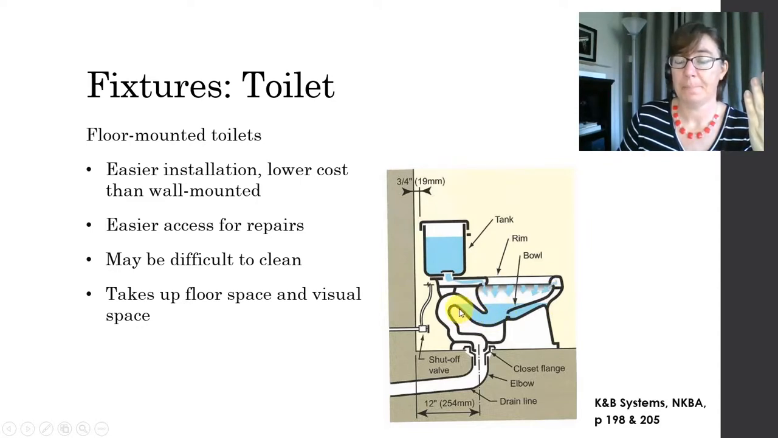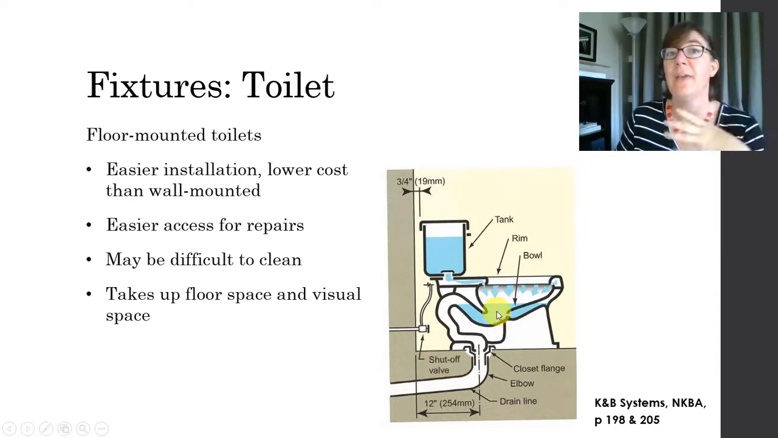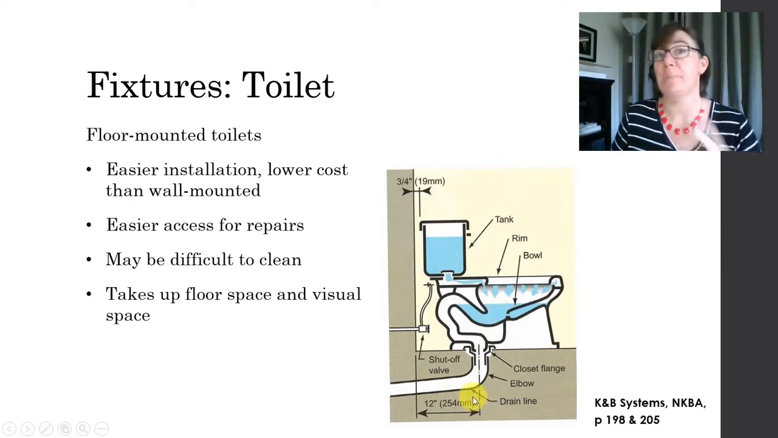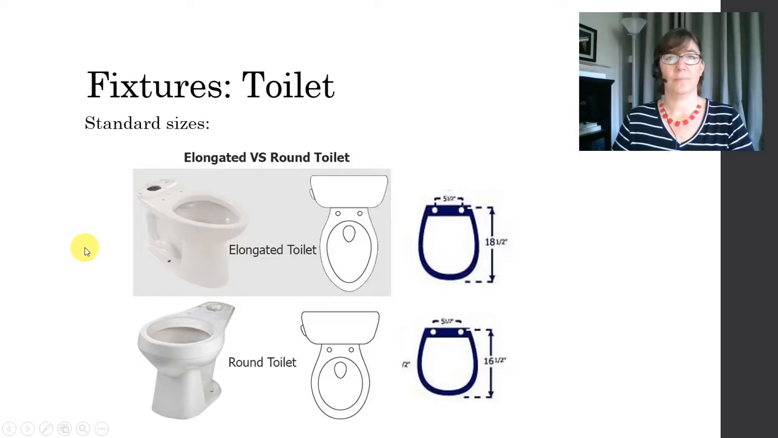Here is the trap and comes down into the drain line right here. Okay. It's interesting to note that toilets have an integral trap, and so you don't need to provide a P-trap below them in the piping.